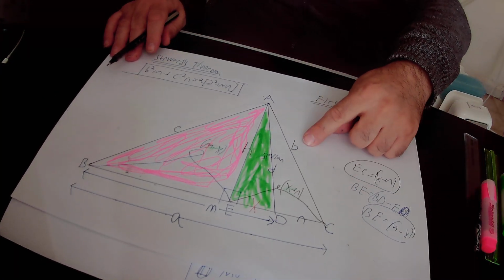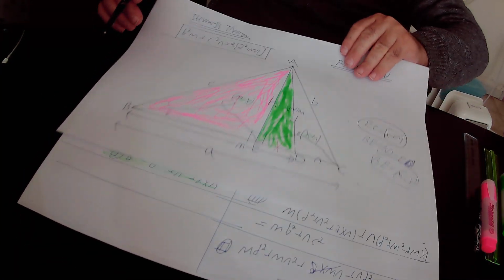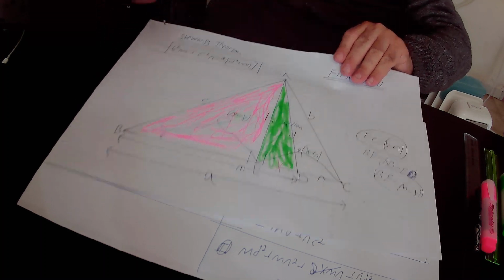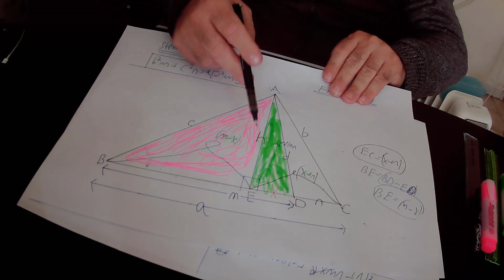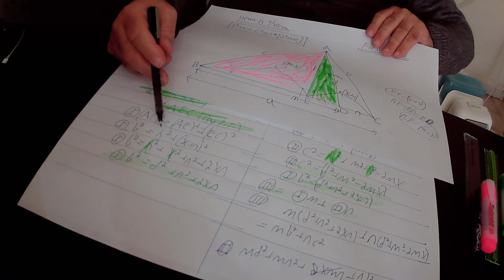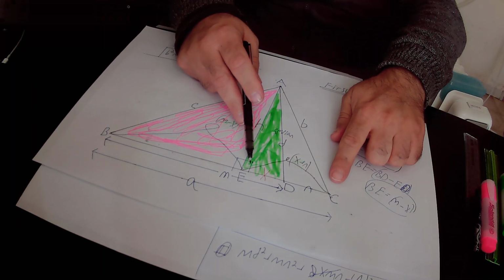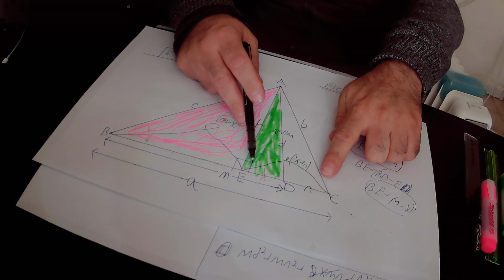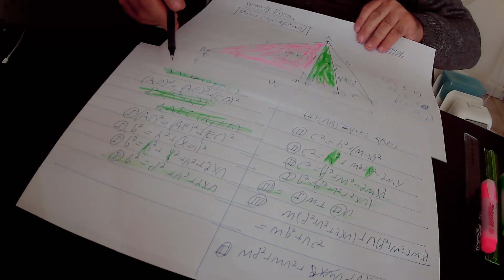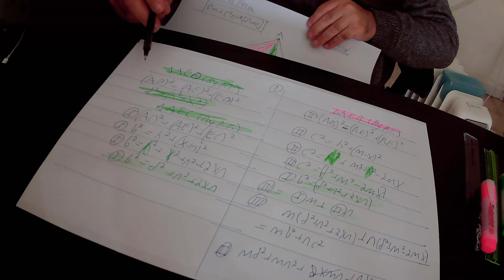AC equals B, therefore AC squared is B squared. AE equals H, therefore AE squared is H squared. And finally, EC equals X plus N, therefore EC squared is X plus N squared.